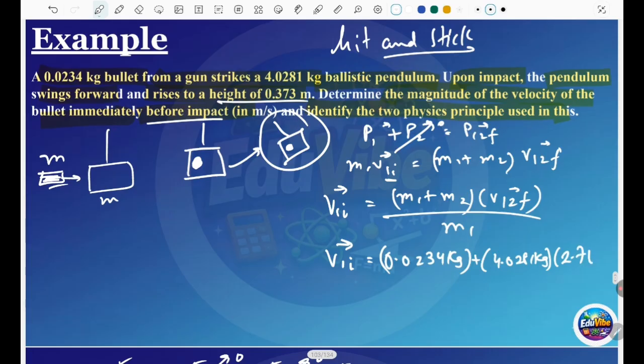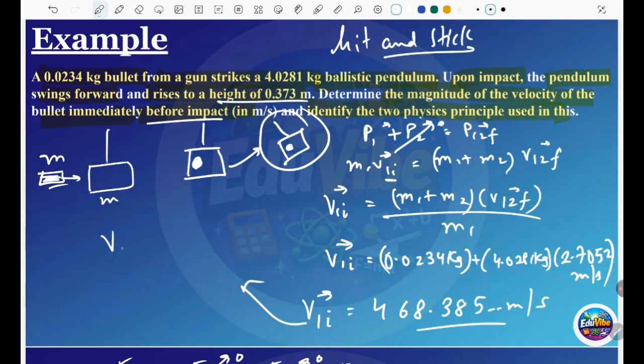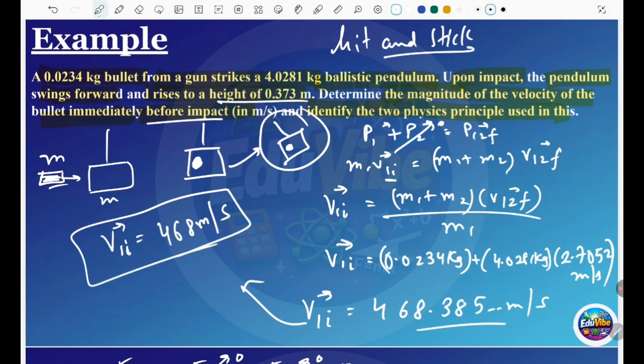Which is 2.7052. When we calculate the whole thing, we get about 468.385, and rounding it, we get about 468 meters per second. So this is the velocity of the bullet immediately before the impact. So this is v1i.